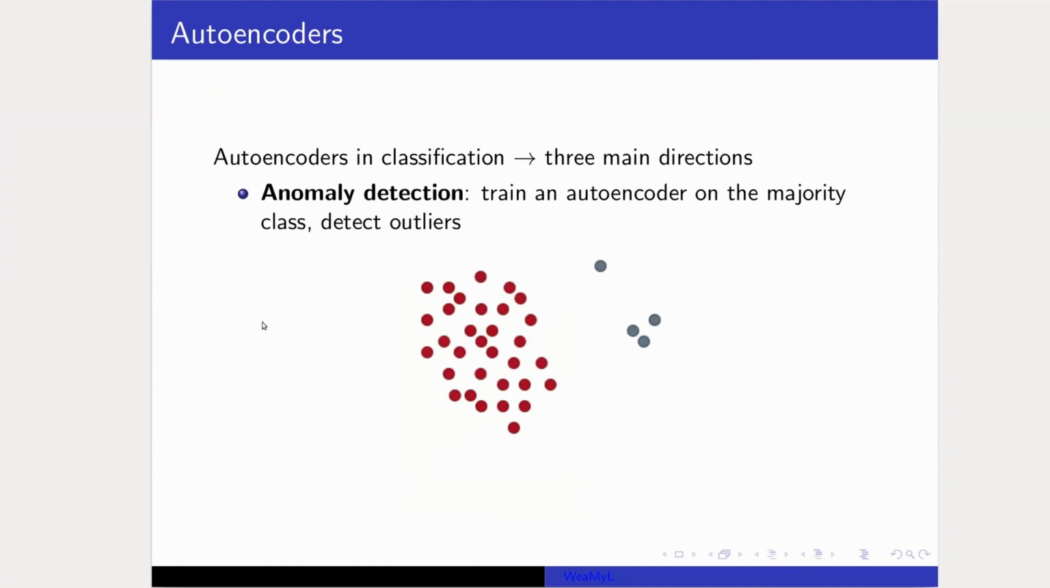A third direction is used in anomaly detection applications, in which we have a majority class, and we want to be able to detect points that are not sampled from the same distribution as the training points. We can do this by training an autoencoder on the majority class, and further detecting outliers by seeing which of the points give a high reconstruction error, meaning that they are not recognized by the autoencoder as belonging to the same class as the one that it had seen during training.